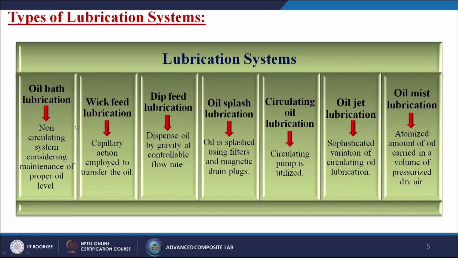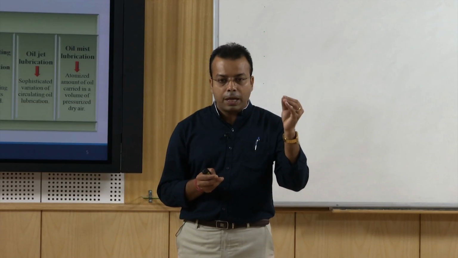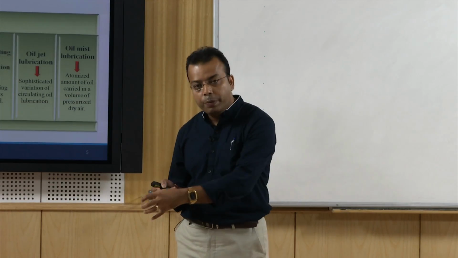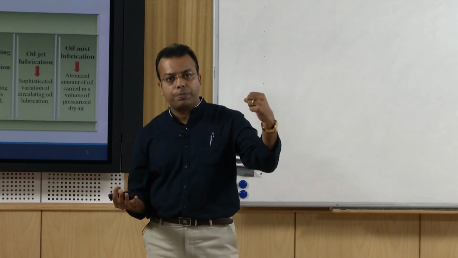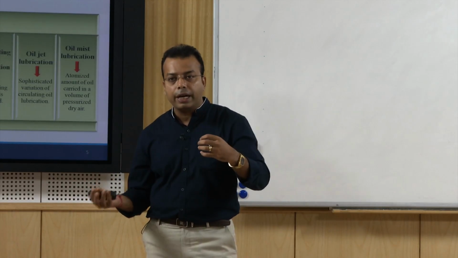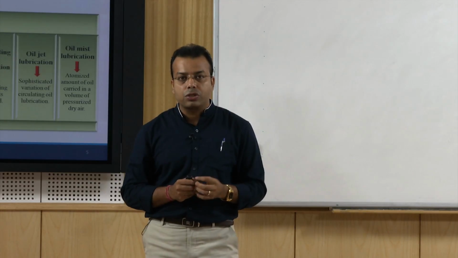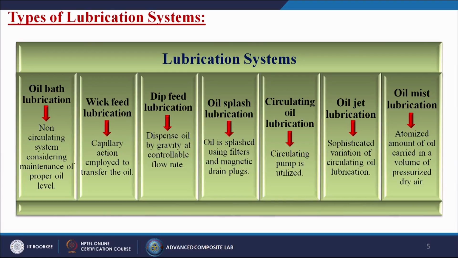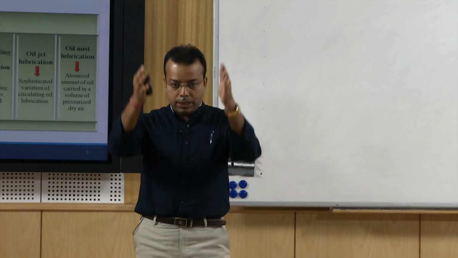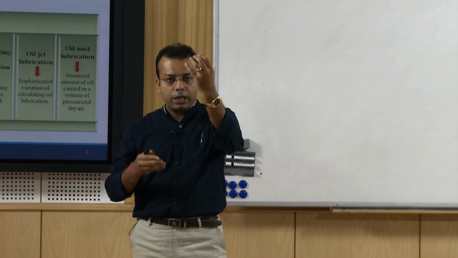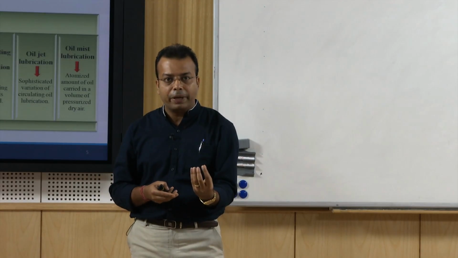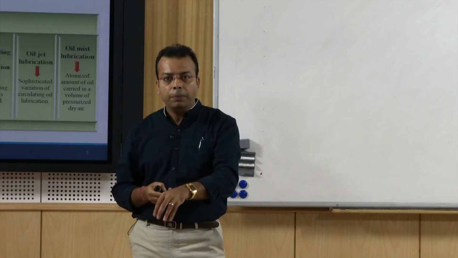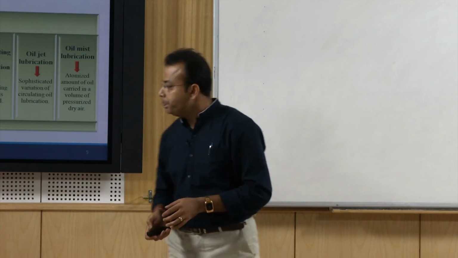Here generally we are using certain kinds of cotton or threads by which the lubrication oil is sucked from the sump or container, and goes directly to the machines, bearings or pistons. The third one is called drip feed lubrication, which dispenses oil by gravity at a controllable flow rate. In this case the lubrication sump is at the top, and by gravitational force the oil comes down and feeds directly into the gears or bearings.